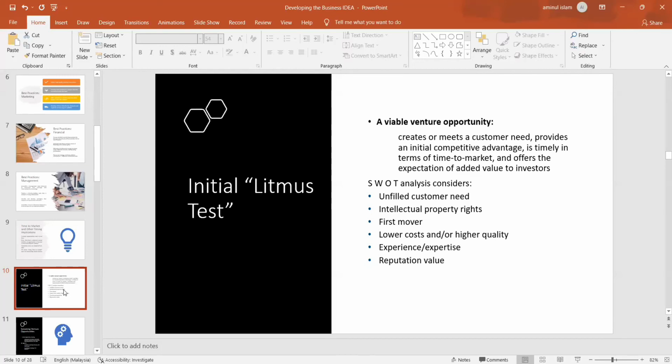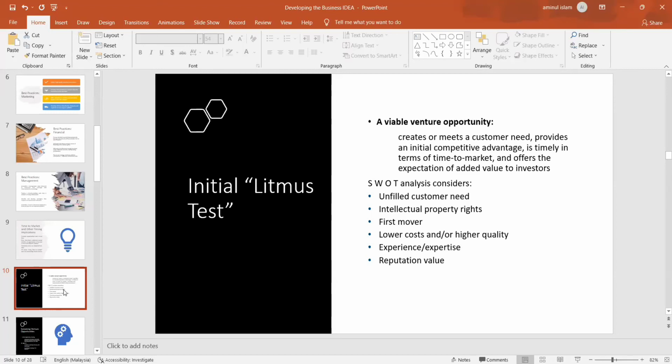So we are saying a business opportunity, a venture, would be successful, commercializable, and profitable if we create and meet customer need, we provide some kind of competitive advantage over the competitors, we are first in the market, and we meet the expectations of the investors. So that makes it a viable venture.